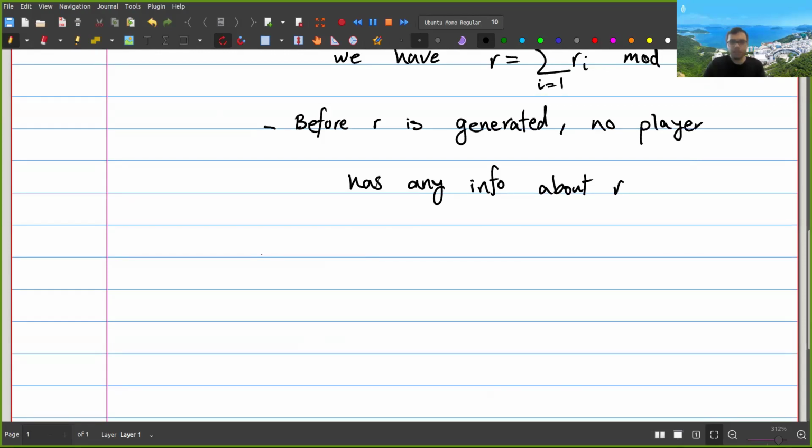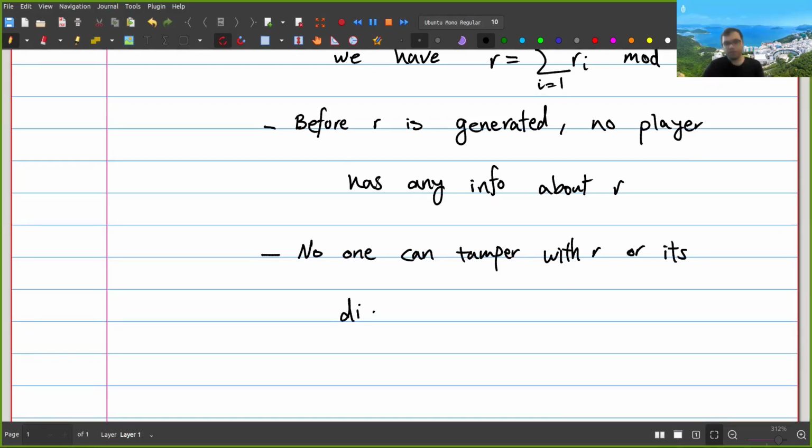Now, the other thing is that I want to also have tamper resistance, which means that no one can tamper with the result. No one can tamper with R, so no one can change R or its distribution.